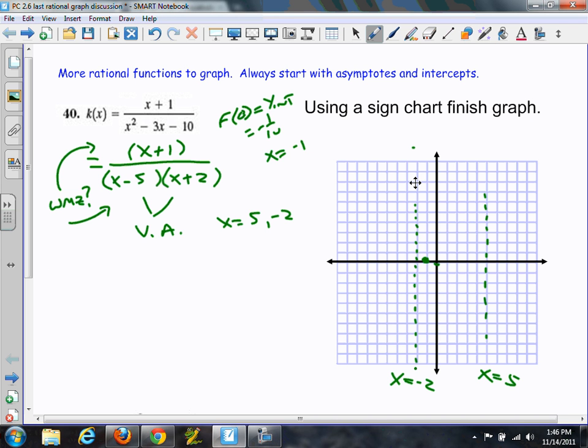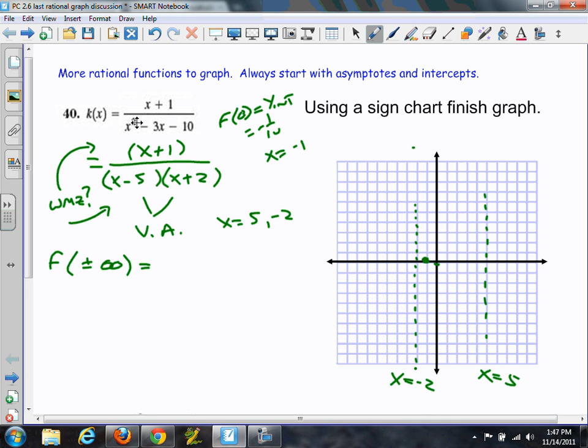Now, the last thing I want to do is plug and chug the big numbers, which is our end behavior. I like to just think of it as plugging and chugging gazillions. So one way to look at that is just look at the most powerful things on top and on bottom. The degree on top is 1. The degree on the bottom is 2. So if you simplify that, that really simplifies to x over x squared, or 1 over x.